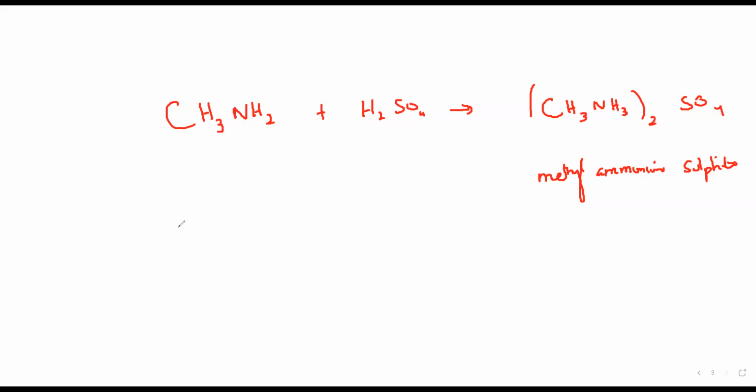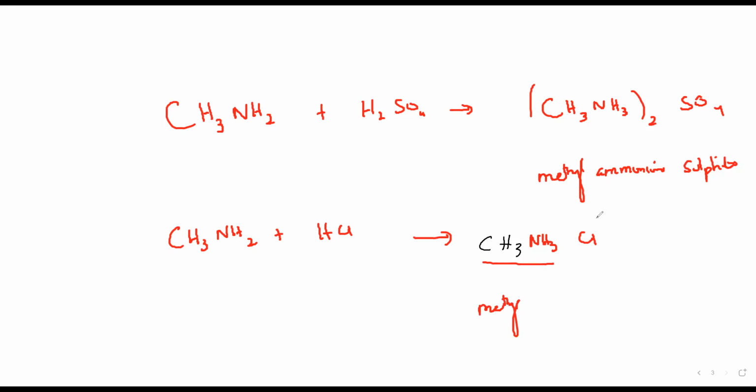Now they're saying if the same reaction, methylamine, was reacting with hydrochloric acid, what will be the product? It's the same idea: sulfuric acid gives a sulfate salt, so hydrochloric acid gives a chloride salt. So it will form CH3NH3Cl. Why did we not put a bracket here? Because the chloride valency is -1. And what do we call this? We call this part methyl, this part ammonium, and then it forms a chloride. So it is methyl ammonium chloride.